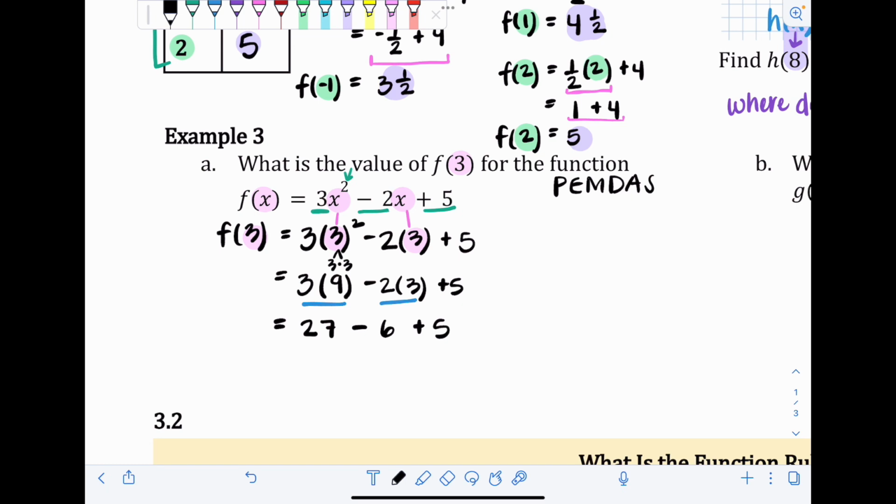And now we have addition and subtraction right here. But even though the A comes before the S, the order doesn't matter. You just go left to right when it comes to addition or subtraction. So we would do 27 minus 6, which is 21. And then I can bring down my plus 5 after that, or you could do it all in one step if you want to. But 21 plus 5 would end up being 26. So f of 3 equals 26.